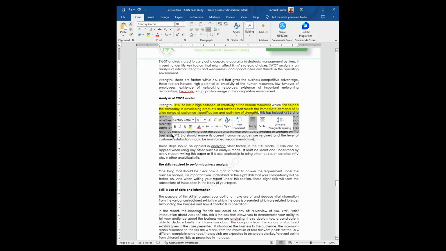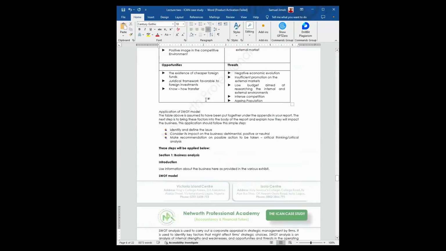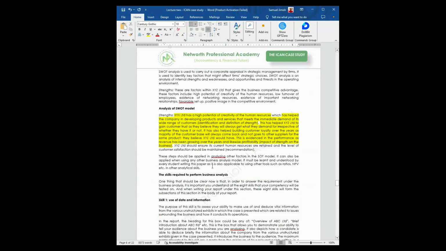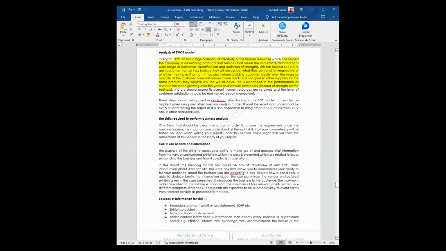So you have identified it, you have talked about how it will impact the business. Remember, I said the third phase is to make recommendation. X and Y Limited should ensure that human resources are retained and the level of customer satisfaction should be maintained. This is the recommendation. These steps should be applied in analyzing other factors in the SWOT.